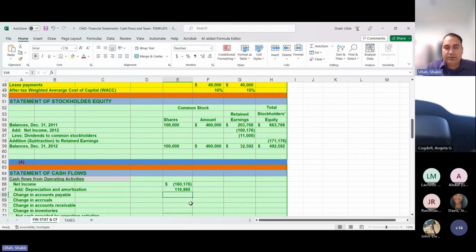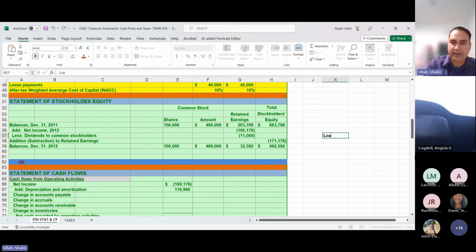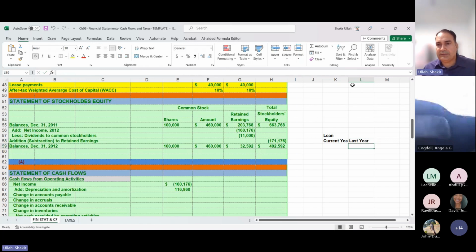Now, one thing that you need to remember is that when there is an increase in a liability, it results in a positive cash flow. When there is an increase in a liability, it results in a positive cash flow. So let me show you how. Let's say the liability is the loan, okay? You borrow from the bank, and this is the current year, for example, and you had last year. So let me show you how that works.